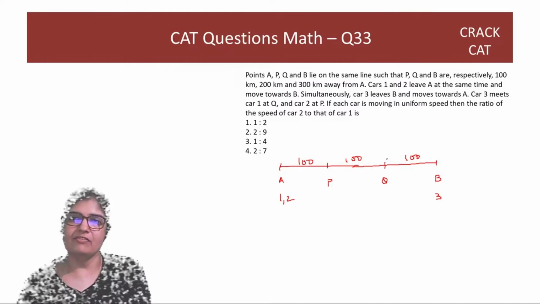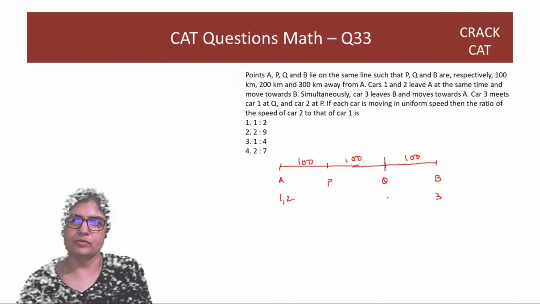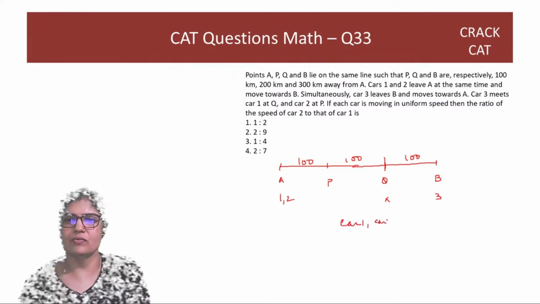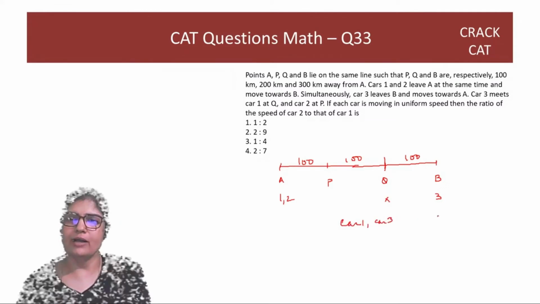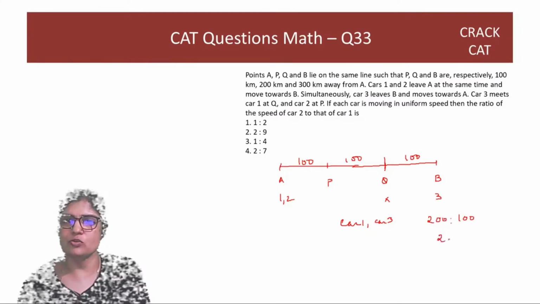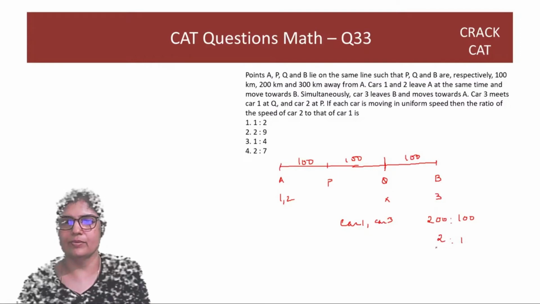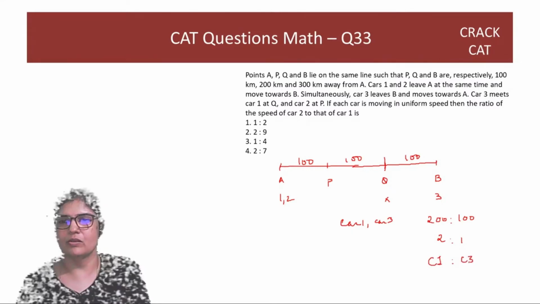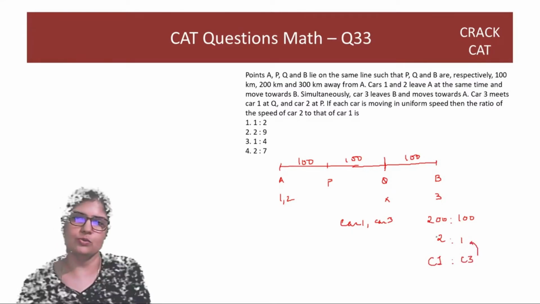So it meets car 1 at Q. So when they meet car 1 or car 3, right? So car 3 has traveled 100 and car 1 has traveled 200. So the ratio of their speeds is 2:1. Right? This is car 1 and car 3. Car 1, car 3 ratio is 2:1.